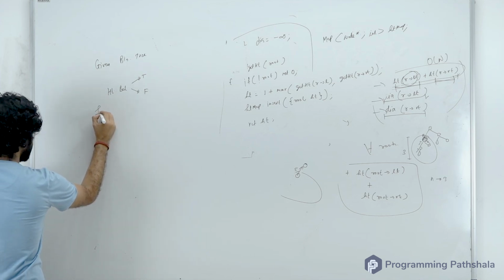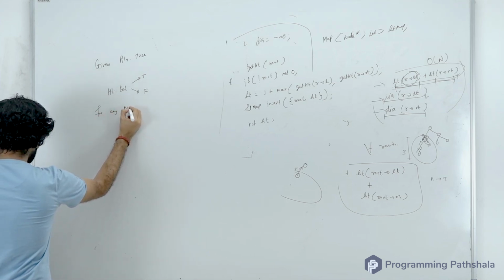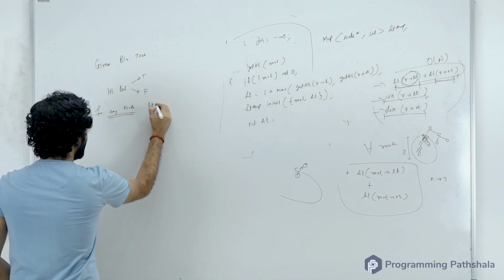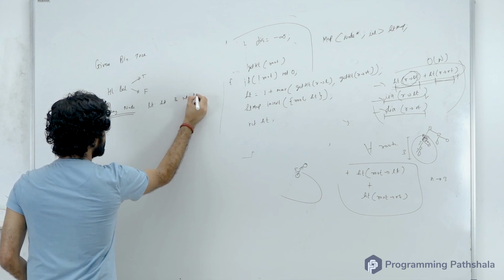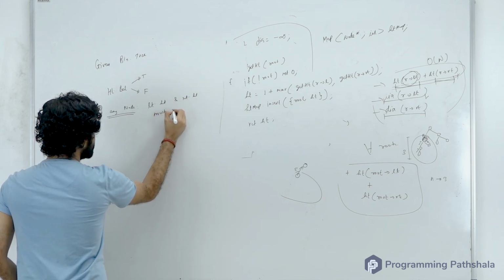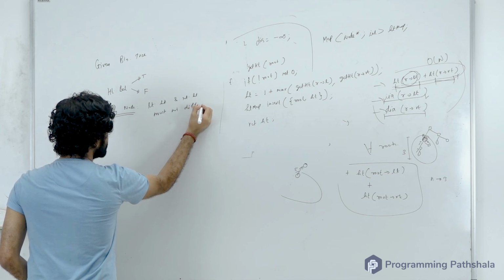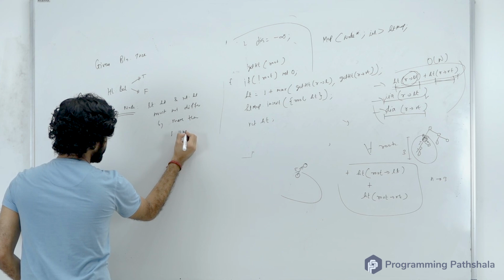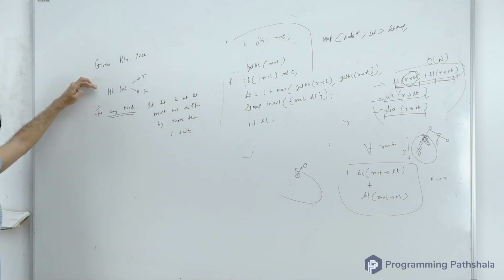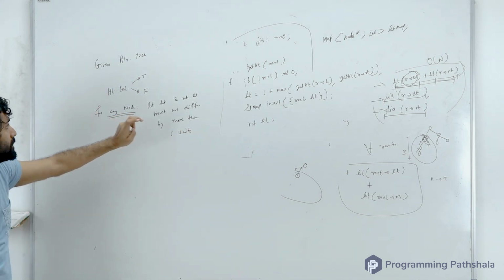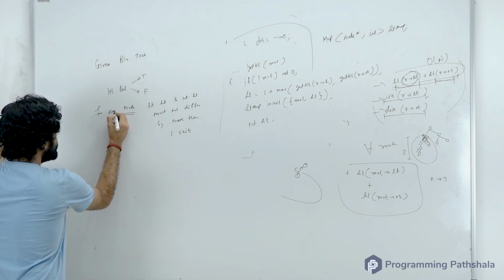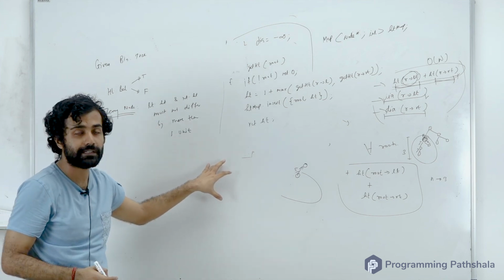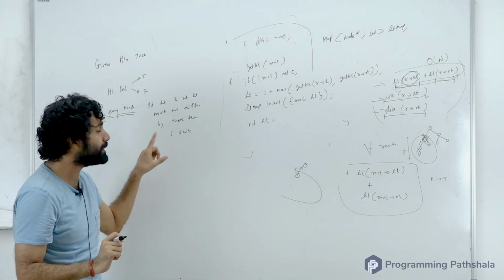Height balanced means that for any node, literally for any node, left height and right height must not differ by more than 1 unit. So a height balanced tree is that tree in which for every node, if you take the height of the left tree and the height of the right tree, then the difference between those two heights will never be more than 1.